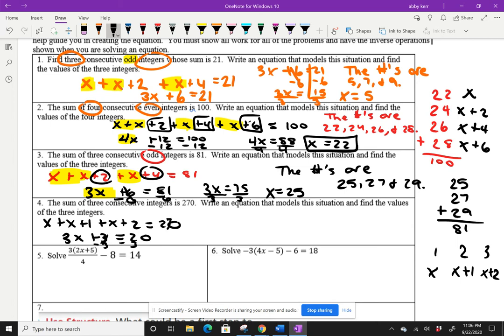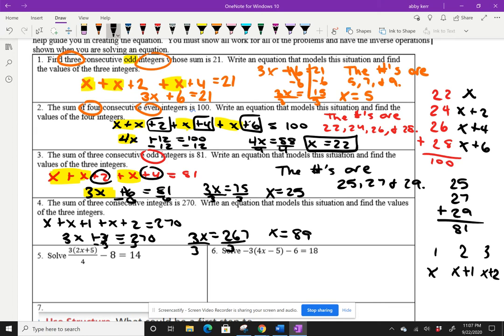Oh, I'm sorry, it's not 20, it's 270. I read that wrong. So let me just scribble that out real quick. So 270, this is 270. So it's 3x equals 267. So then we get x equals 89.